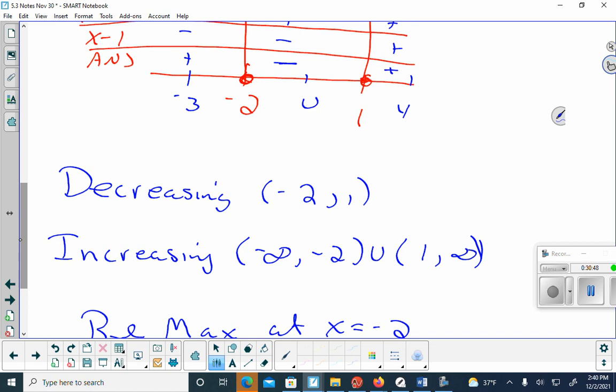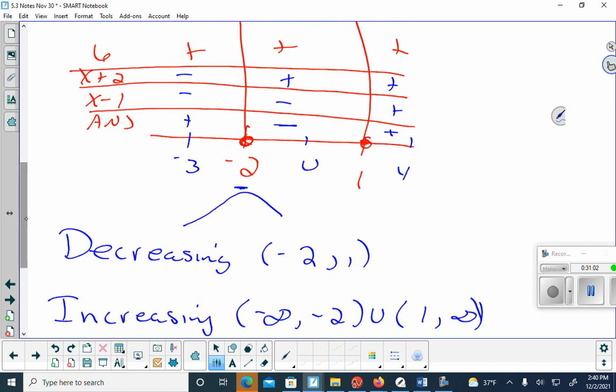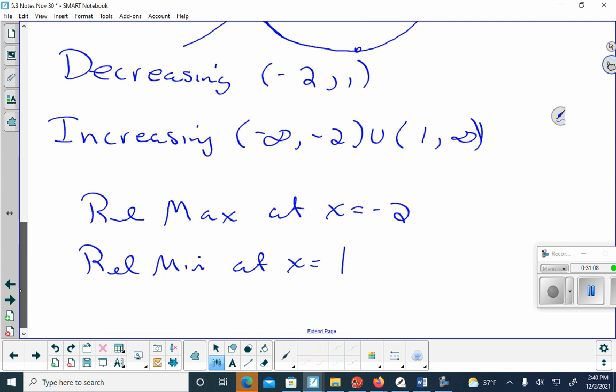Then to do the first derivative test, I'm going to decide when I have a relative max or a relative min. So at this -2, if you think about it, your function is increasing, increasing, increasing. You hit this -2, and then you start decreasing. So that's going to be a bump up, which makes it a relative max. Then I'm decreasing, decreasing, decreasing. I hit this 1, and I'm going to start going up. So that's going to make this 1 a relative min.